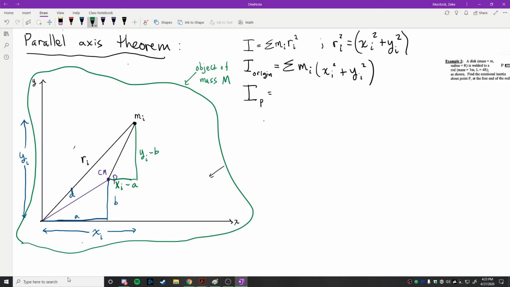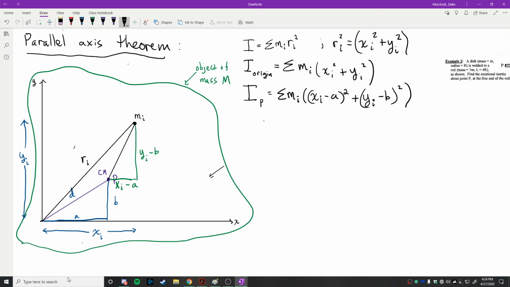Can you guys see that? So then the moment of inertia about that point is going to be the sum over m_i times x_i minus a, squared, plus y_i minus b, squared.